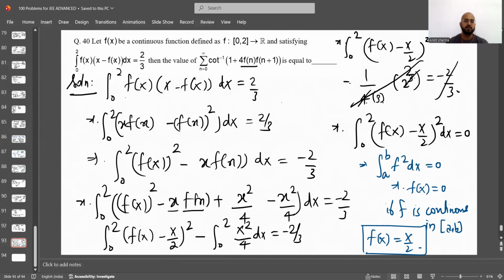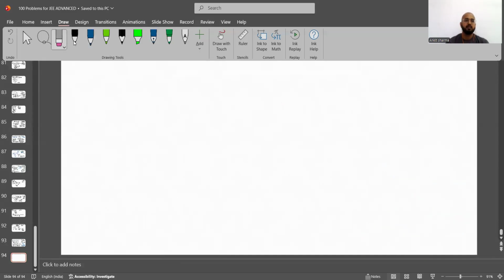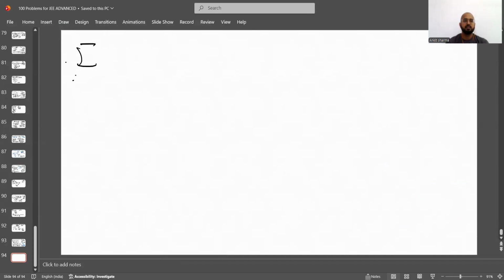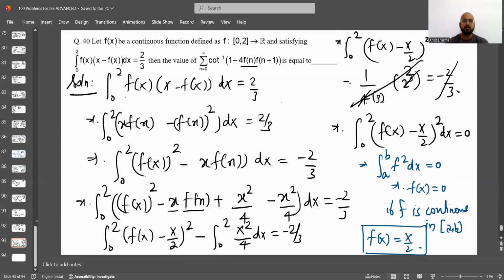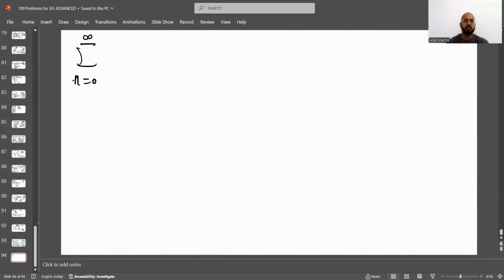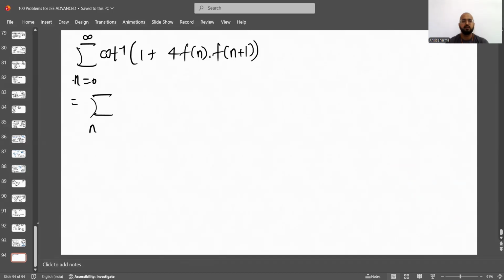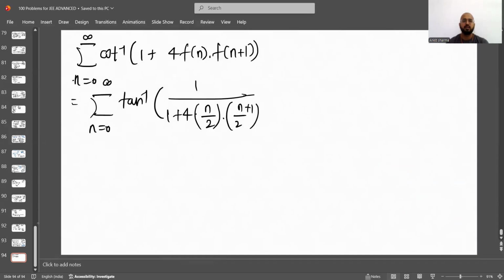Now the next part is sigma n is equal to 0 to infinity. And then this turns out to be cot inverse of 1 plus 4 times f of n into f of n plus 1. This can be written as sigma n is equal to 0 to infinity of cot inverse. I'll write down here tan inverse, and then 1 over 1 plus 4 into f of n, which is n over 2, into n over 2. This is n plus 1, of course.